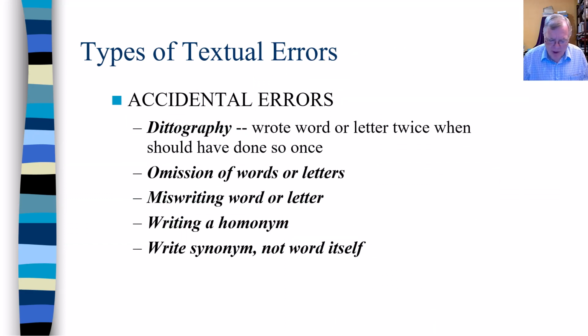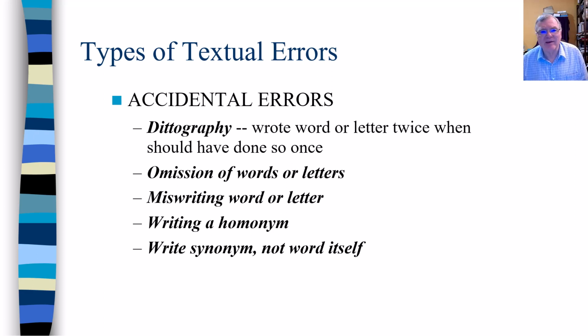Well, when you get down to the bottom line, what kind of problems or errors do you find in the Hebrew Bible? In all transmissions of text, you're likely to get the following sorts of things. You can get dittography, writing one word or letter twice when it should have only been written once. You can omit words accidentally or omit letters accidentally. You can miswrite a word or a letter. You can write a homonym for a word rather than the word itself.